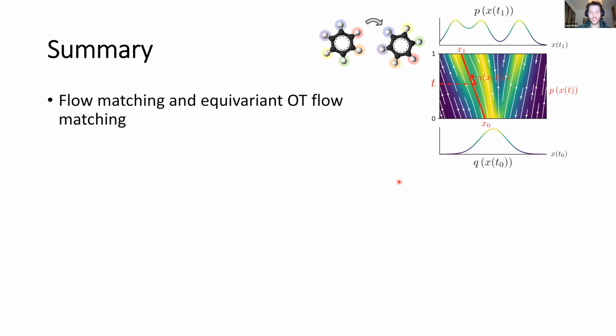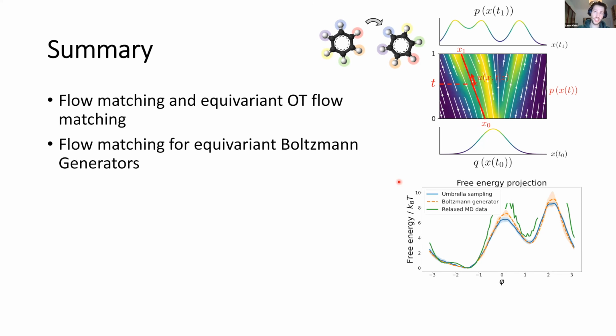Okay, then to sum things up, I talked about flow matching and our Equivariant flow matching objective, which includes the symmetries of the systems in the flow matching framework. Then we applied this to Boltzmann generators and had for the first time a Boltzmann generator in Cartesian coordinates for molecules, where we showed very good agreement with the target free energy surface.